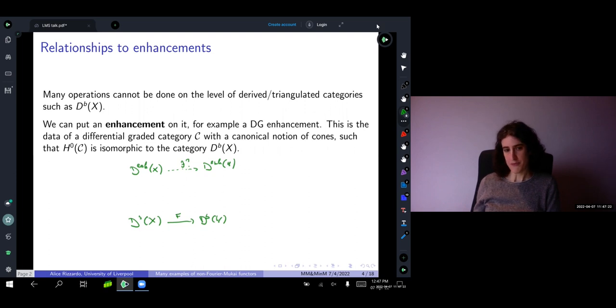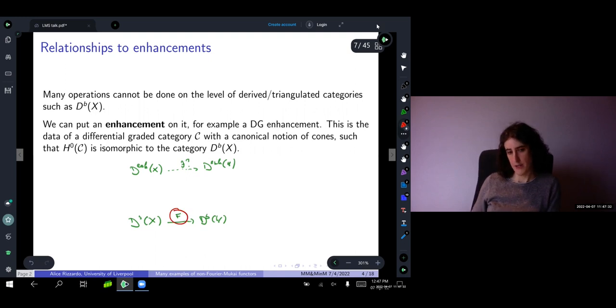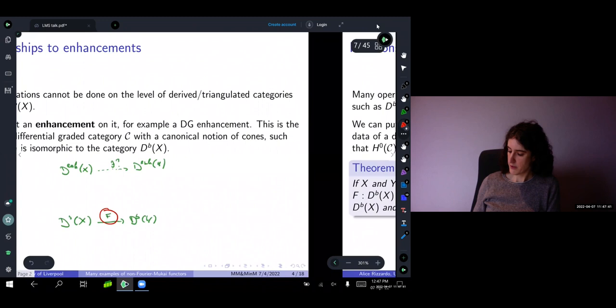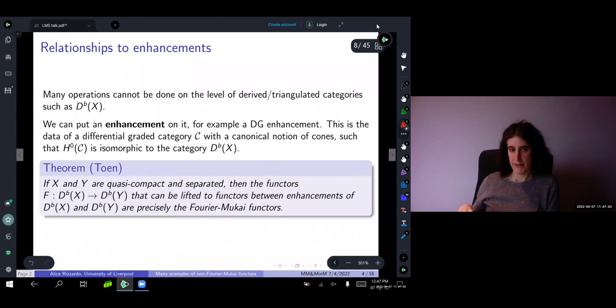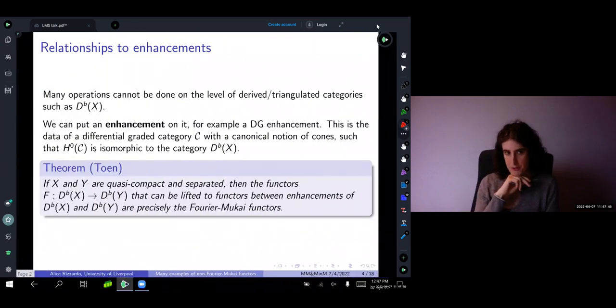And so, another way to phrase this question is, if you have such a functor F, does there exist a lift? So this question can be reformulated thanks to this theorem of Toen.